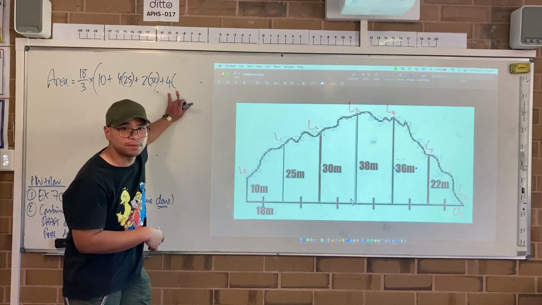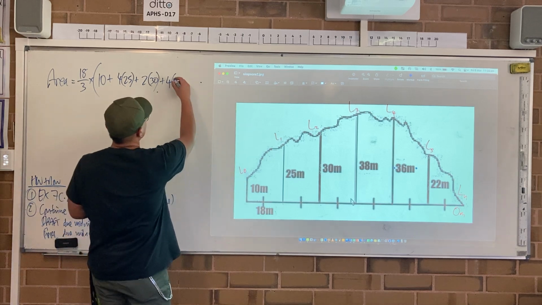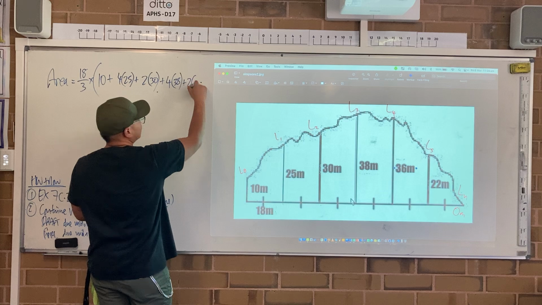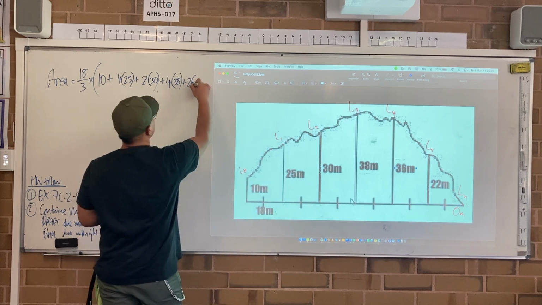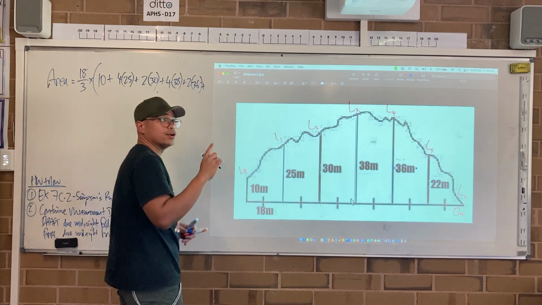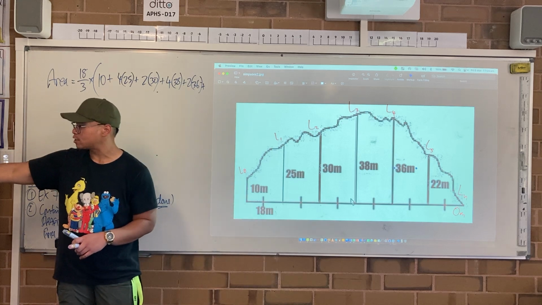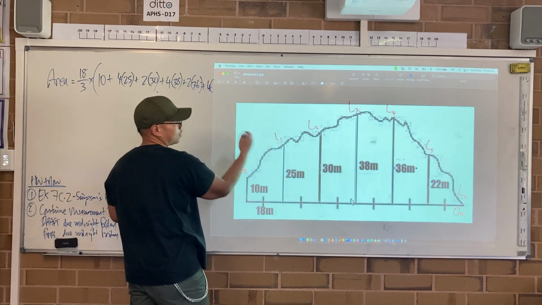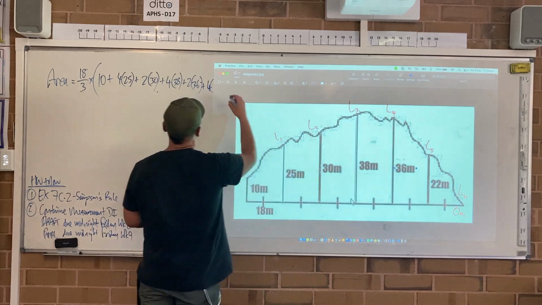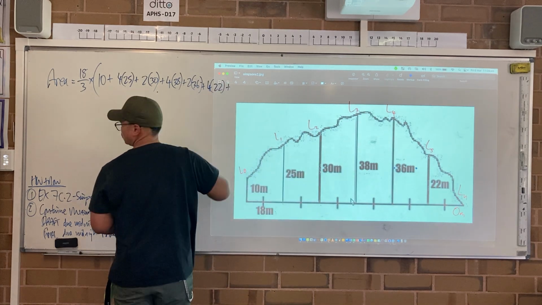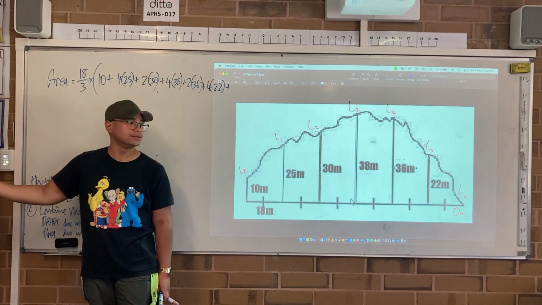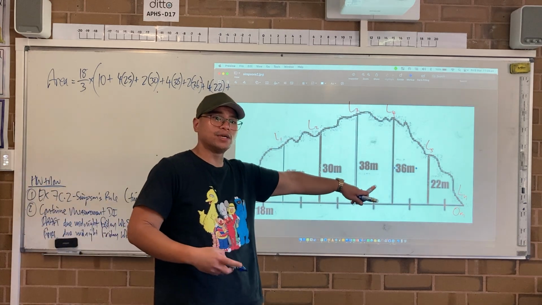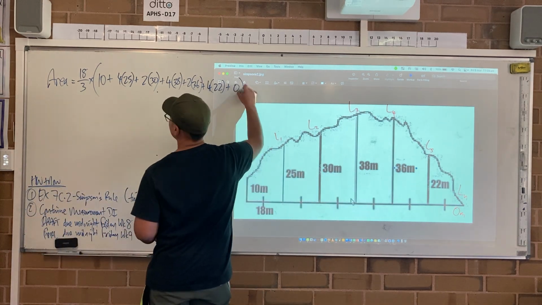What's 4 going to be multiplied by? 38 plus 2 lots of? 36 plus, notice the second to last one is always going to be multiplied by 4 if you did it right. Plus 4 lots of, how long is the second to last one? 22 plus, do I multiply the last one by anything? What did we say the last one was? 0.